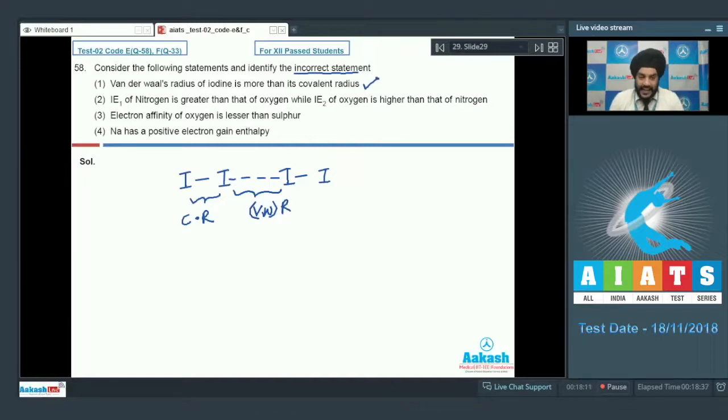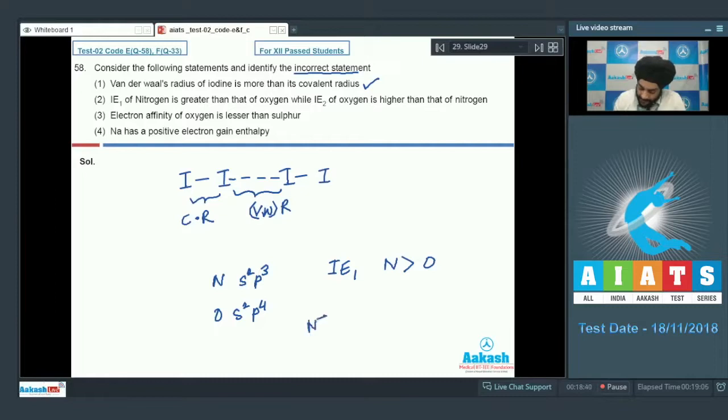IE1 of nitrogen is greater than that of oxygen, whereas IE2 of oxygen is higher than that of nitrogen. This statement is also correct, students. Nitrogen has 2s2 2p3 configuration, whereas oxygen has 2s2 2p4 configuration. So if we look at N and O, if we talk about the first ionization energy, nitrogen has a half-filled orbital configuration. So the ionization energy value for N will be greater than O.